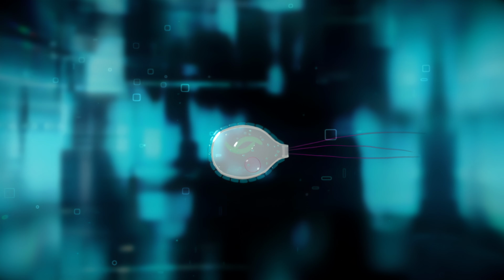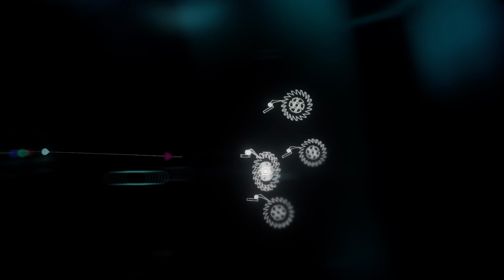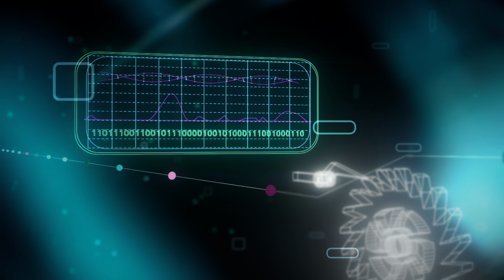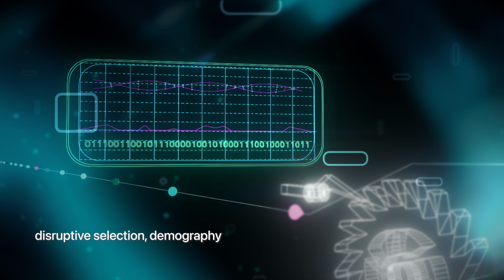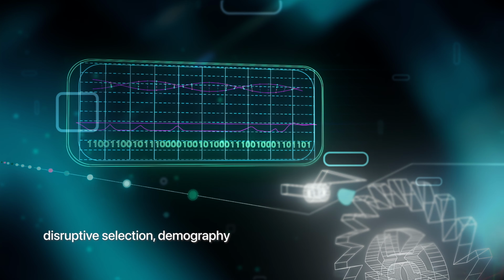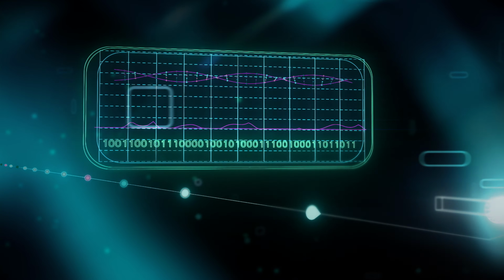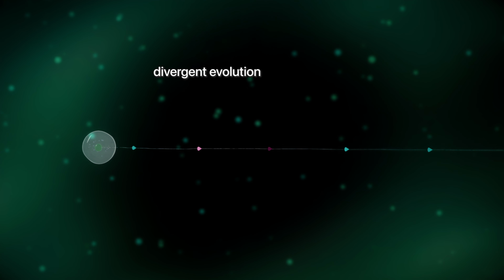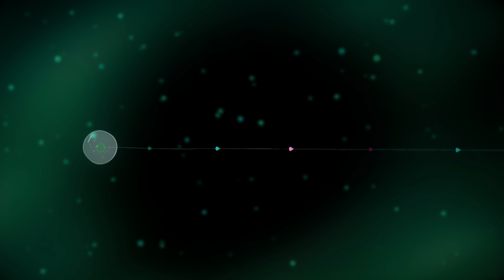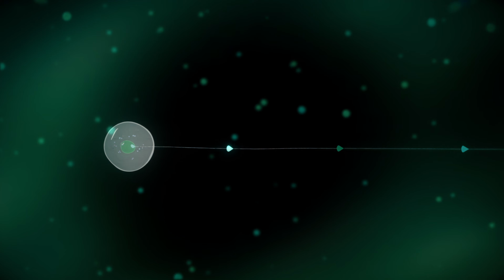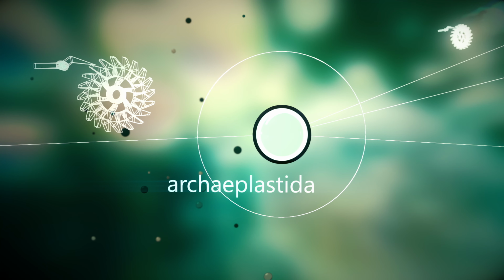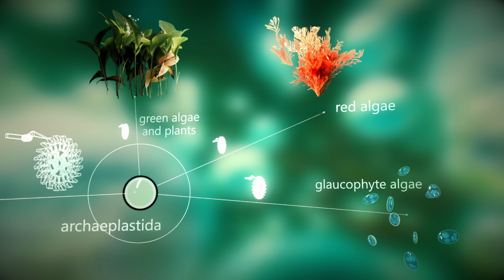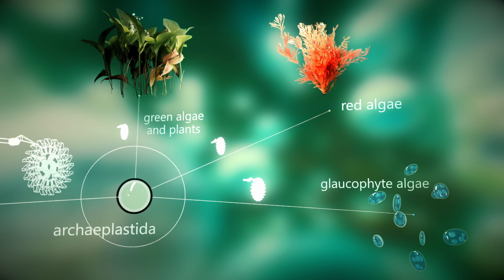The endosymbiotic ratchet provides a general framework for interpreting post-endosymbiosis lineage evolution that is driven by disruptive selection and demographic and population shifts. It may also explain the divergent evolution of the Archaeplastida. If the endosymbiotic ratchet operated in the ancestor of the Archaeplastida lineages as it did in Paulinella, then it is no surprise that the red, green, and glaucophyte algae are so different from each other.